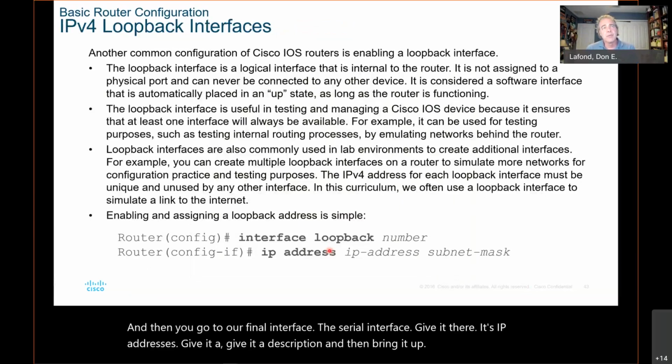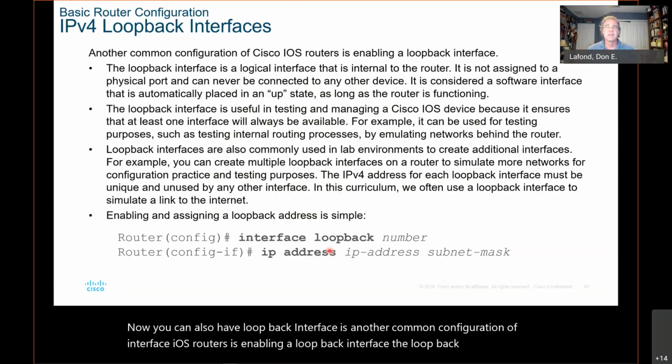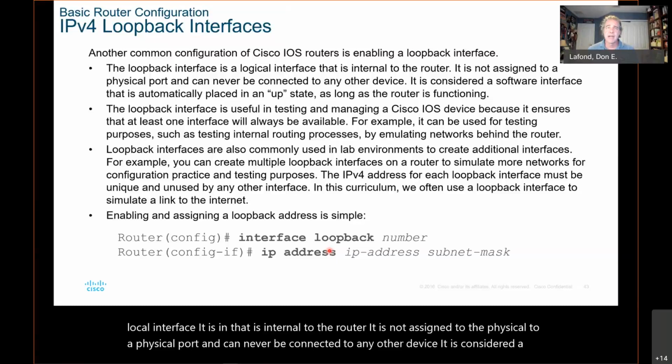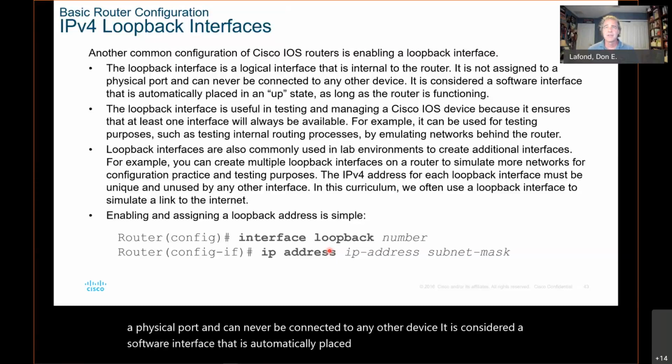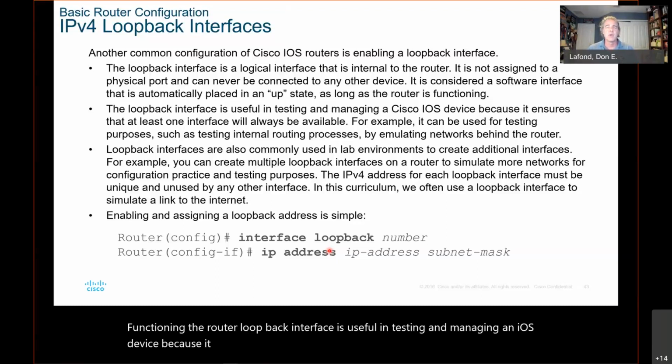Now you can also have loopback interfaces. Another common configuration of interfaces on IOS routers is enabling a loopback interface. The loopback interface is a local interface that is internal to the router. It is not assigned to a physical port and can never be connected to any other device. It is considered a software interface that is automatically placed in the up state as long as the router is properly functioning. The loopback interface is useful in testing and managing an IOS device because it ensures that at least one interface will always be available.